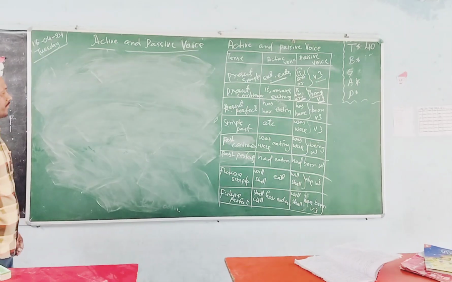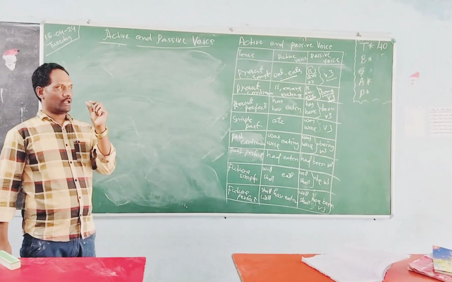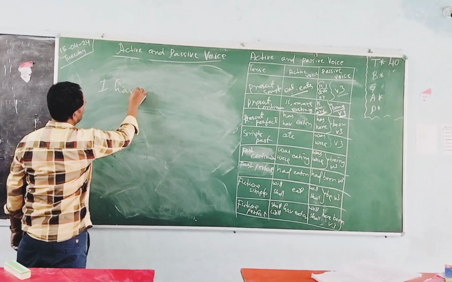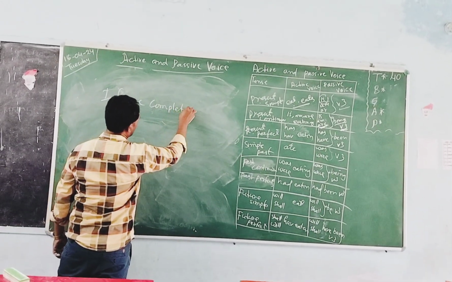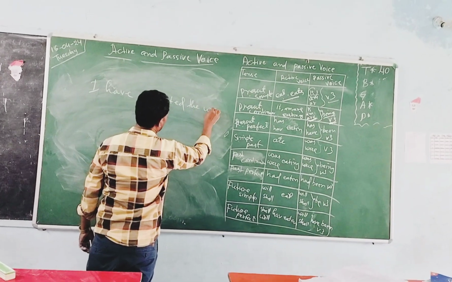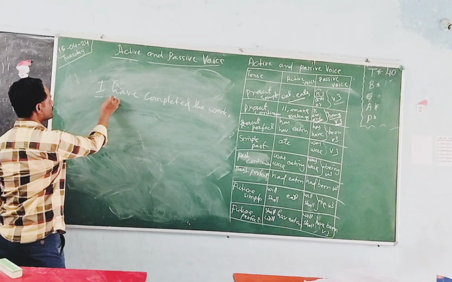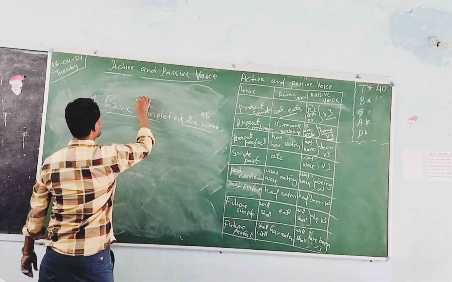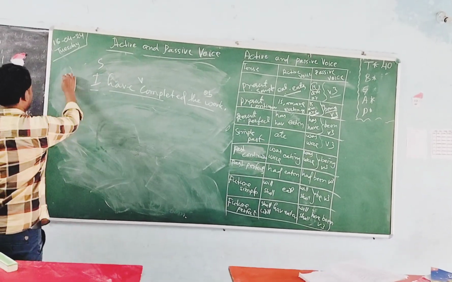Let me start present perfect. What's a present perfect sentence? Can you tell me one present perfect sentence? I have completed the work. This is present perfect tense. So subject, verb, object. Subject, verb, object. So this is active voice.